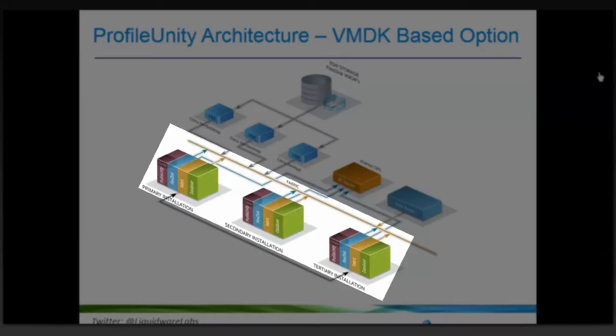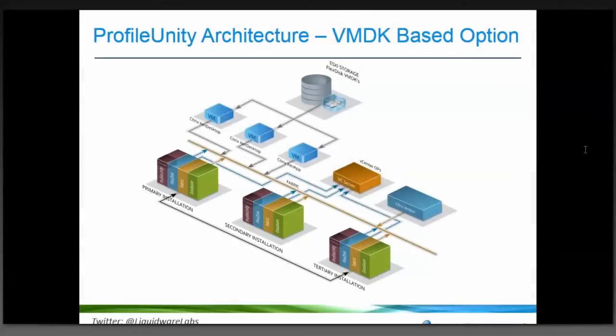We have our ProfileUnity installations, the primary, secondary, and tertiary installations. We install ProfileUnity 3 times on 3 different Windows 2008, 2012 R2 machines. At that point, we then tell the primary node about the second, third, fourth, fifth, sixth, seventh, or even 10th node. It automatically establishes a highly available cluster. There's no need for SQL clustering. There's no need for an F5 load balancer in this configuration.